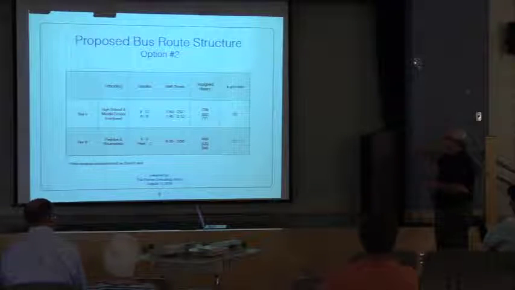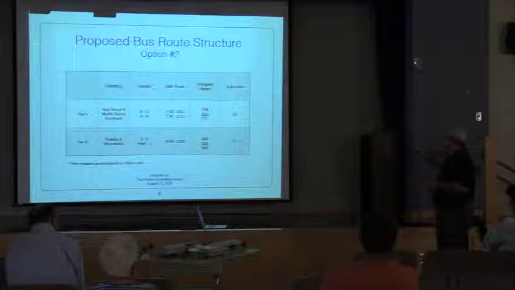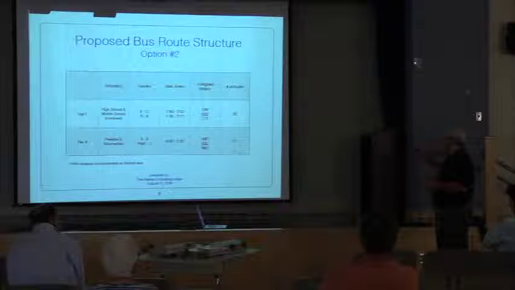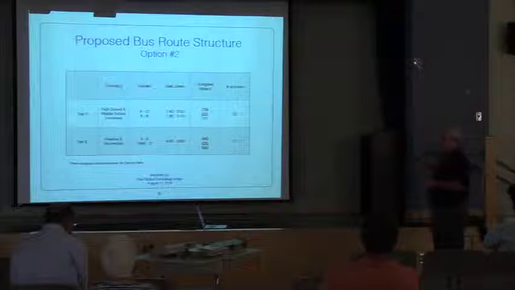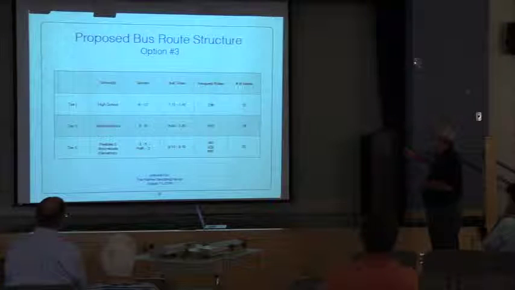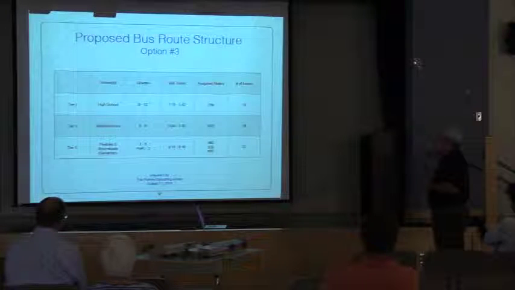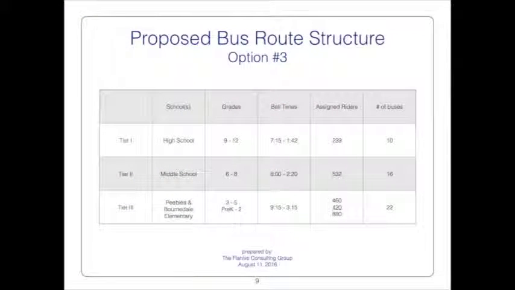And then tier two would be the Peebles and Bourne. On tier two at the current bell times of 9 and 3, this option requires 22 buses. So this option requires two additional buses more than option one. And then option three is the high school pretty much staying at the same time they are now, the middle school staying at the same time they are, and the Peebles and Bourndale Elementary together at 9:15, 3:15. This option three also requires two buses.